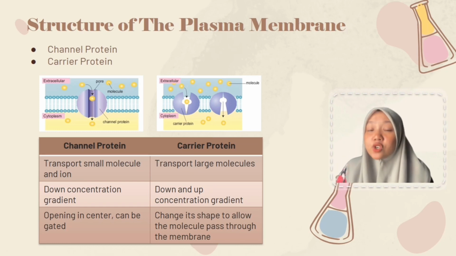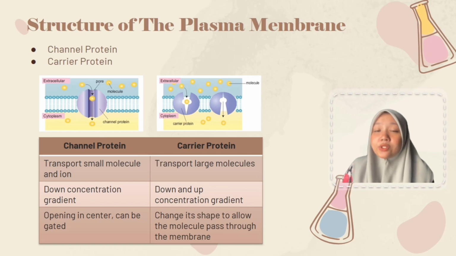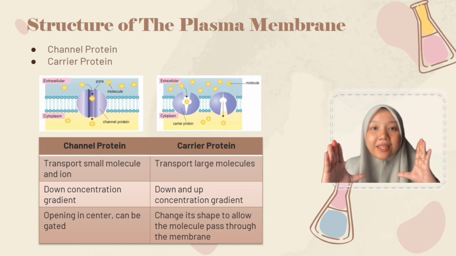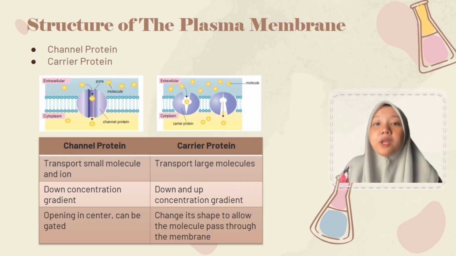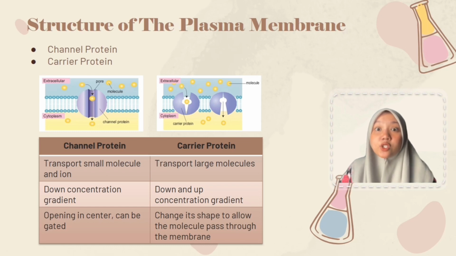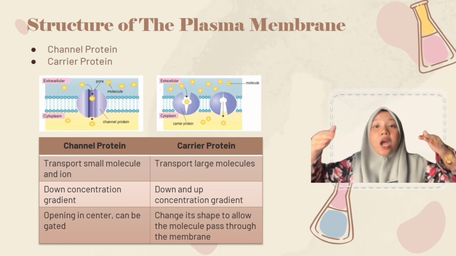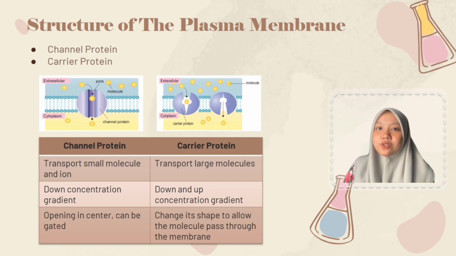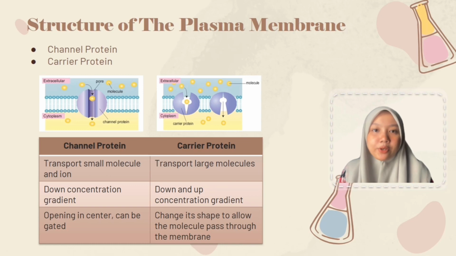Channel protein transports small molecules and ions, goes down the concentration gradient, is open in the center, and can be gated. Meanwhile, carrier protein transports large molecules down and up the concentration gradient and changes their shape to allow molecules to pass through the membrane.